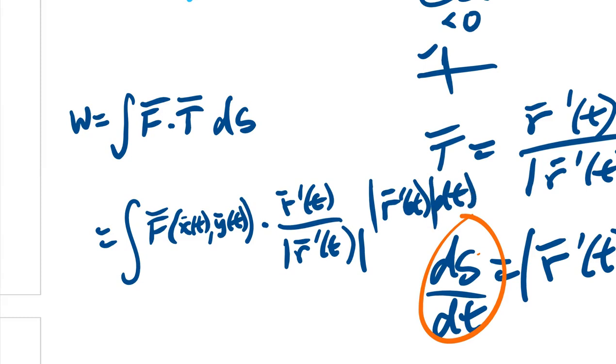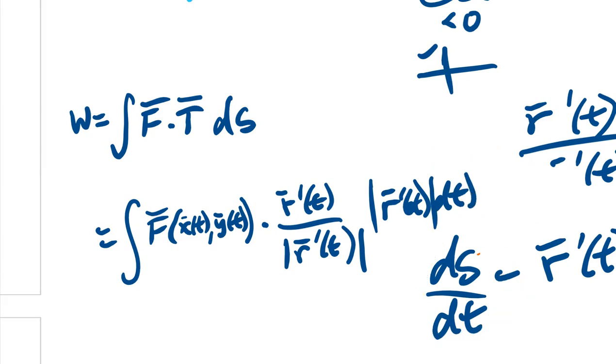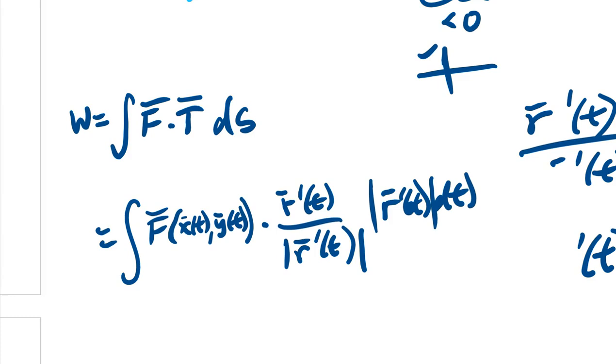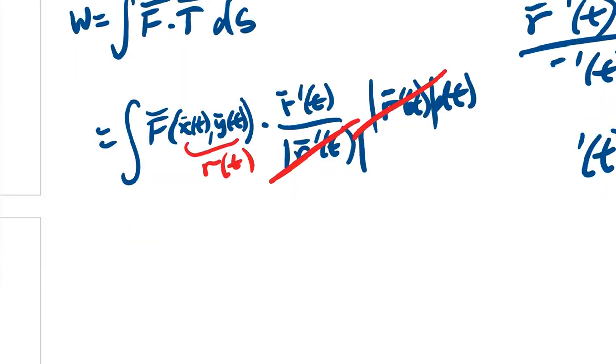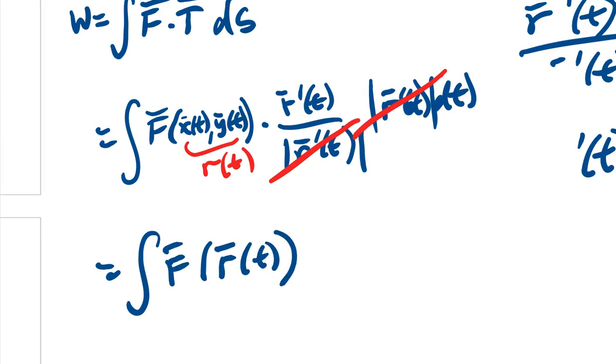Sorry, everything's running into each other. I don't need all this anymore. All right, so then these two cancel. This here is just r of t. So we get the integral of F of r of t dotted with r prime of t dt. If you're not understanding it, the book does this as well.